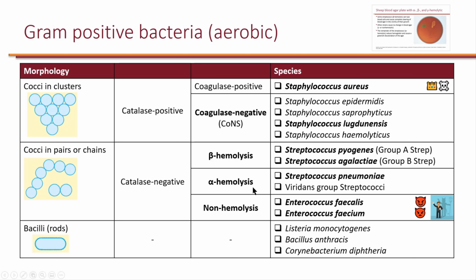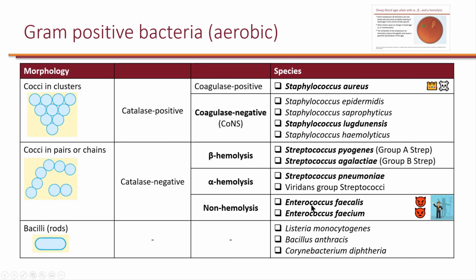And then for the alpha hemolytic group, the most important is Streptococcus pneumoniae. This is very important because it causes respiratory infections, and we'll cover this in detail throughout the course. And then there's also the viridans group Streptococci. When it says group, there are multiple species, and there's really no need to know specific species. They're collectively referred to as viridans group Streptococci. And then for the non-hemolytic, we have Enterococcus. In the old days, these were also called Streptococcus, but nomenclature has changed over time.